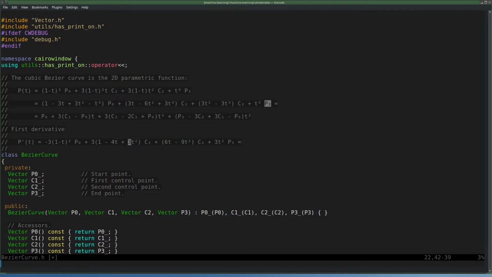Hardly makes a difference. Just keep it like this. Okay, I'll just write this one out as well. So the derivative of this: minus 3 plus 6t minus 3t squared times B0.